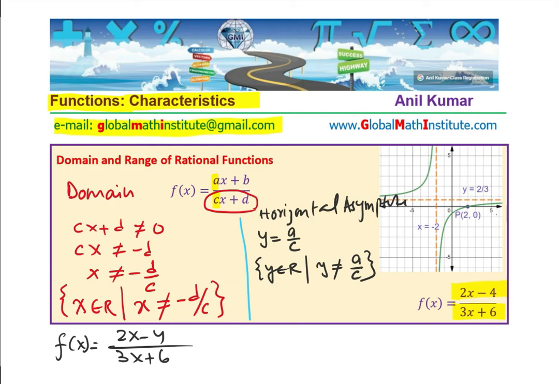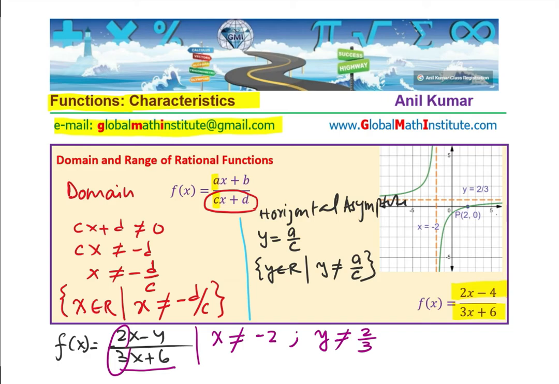Perfect. Now coming back to our domain and range, clearly the domain here is that x is not equal to, when is the denominator 0? Where is the vertical asymptote? At minus 6 by 3, correct? So minus 6 by 3 means minus 2. And as far as the y value is concerned, it should not be equal to the ratio of 2 and 3. You get the idea, right? See how simple this is.